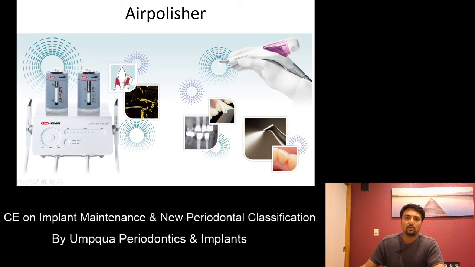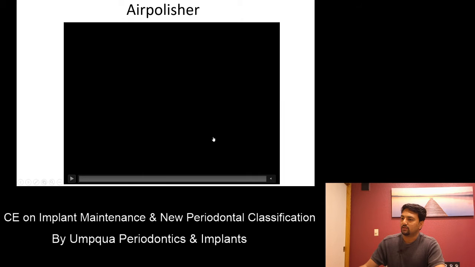So that's the air polisher that I was demonstrating earlier. It's through EMS, and they do make a supragingival and a subgingival unit, which you can see on the left-hand side, but this is the Airflow Handy on the right-hand side that we have in our office. And I do have a video of me using the air polisher on a patient.